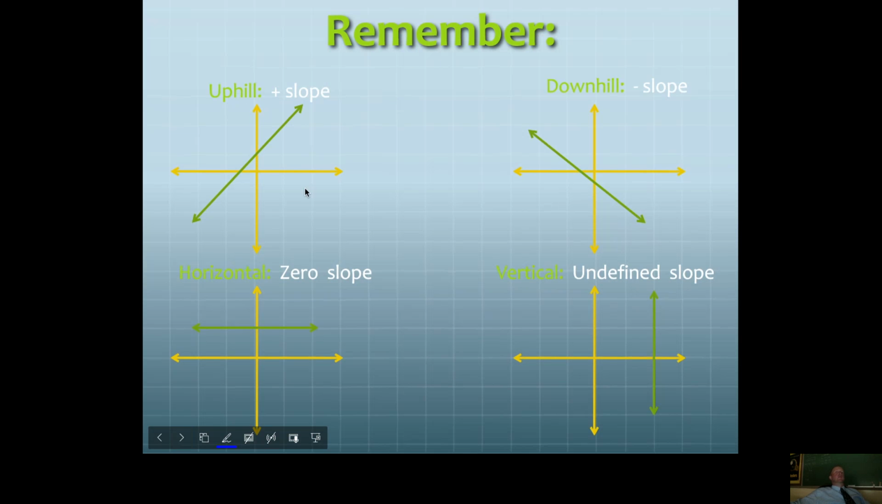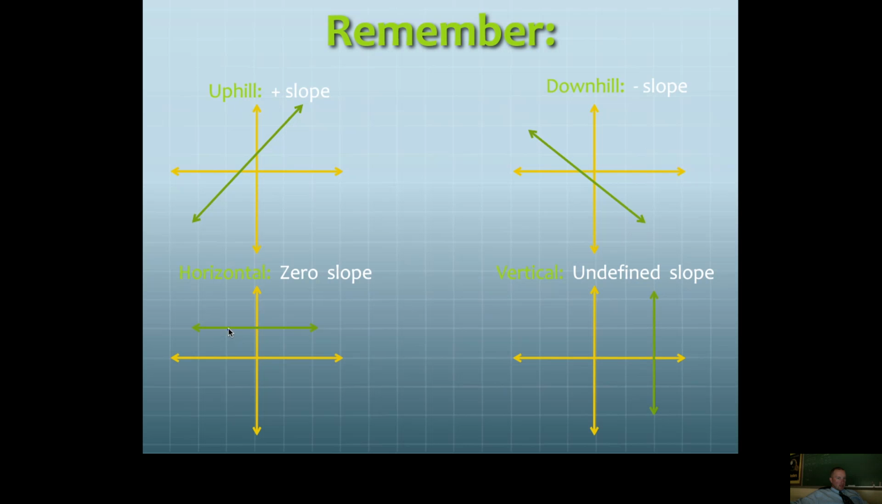Here's a good thing to help you remember when we start graphing lines or plotting the points. If your line goes uphill from left to right, so if you're driving a car from the left to the right on this graph, notice how you're going uphill. That means your slope is going to be positive. Okay, now if you're driving left to right and you're going downhill, your slope's going to be negative. If you're driving on a flat road, like the line is horizontal, your slope is going to be 0.